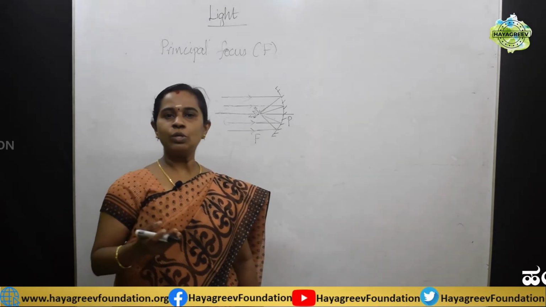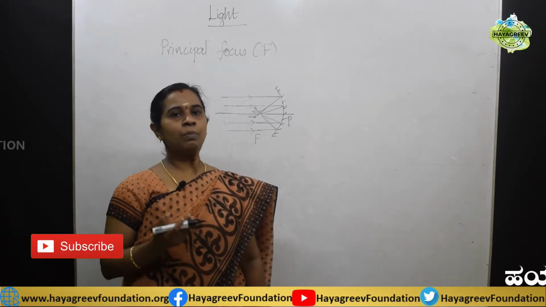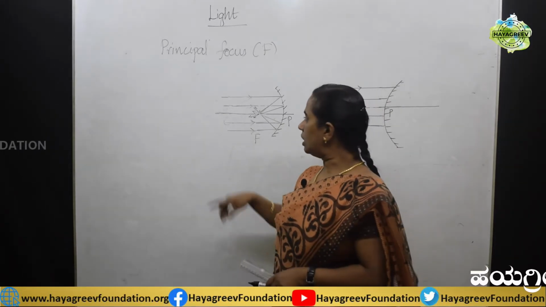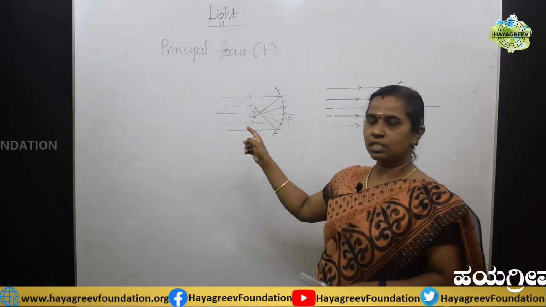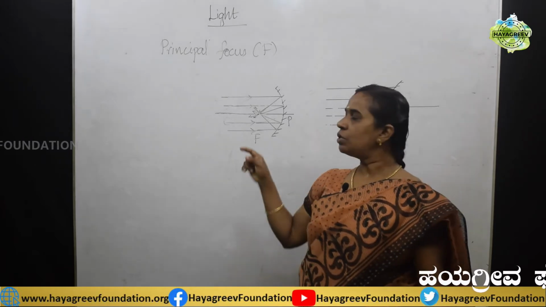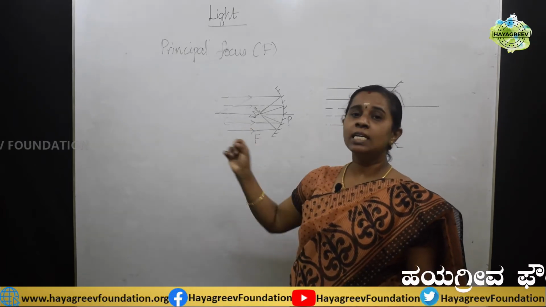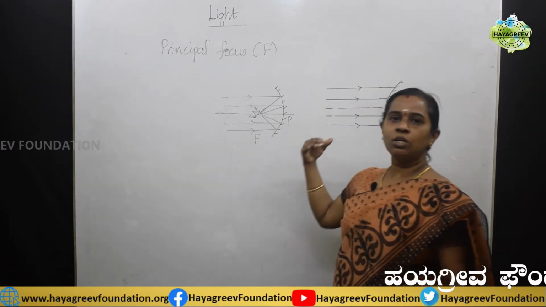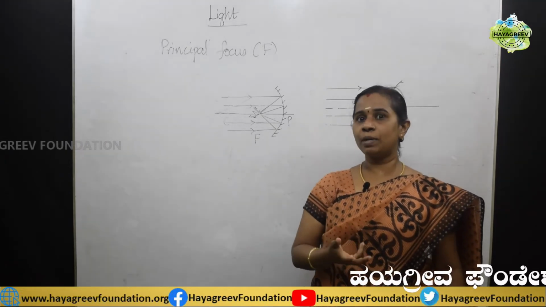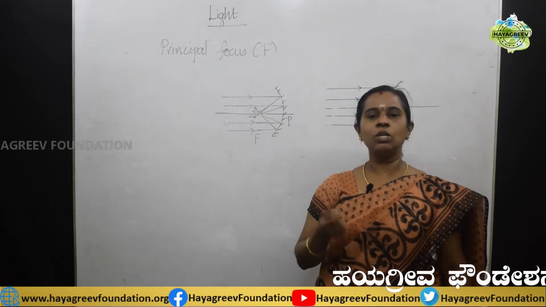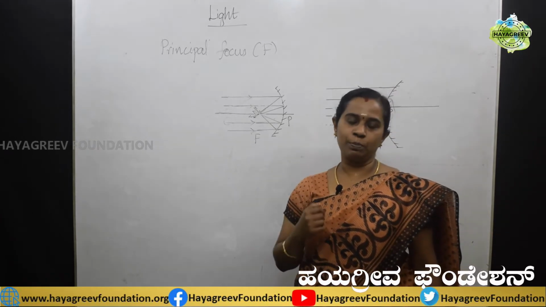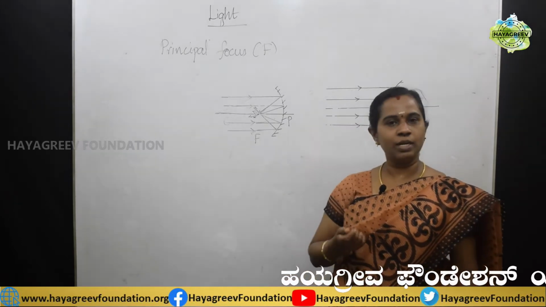Now I am going to discuss the principal focus of the convex mirror. In a concave mirror, all the reflected light rays converge at one point, so one more name for the concave mirror is converging mirror. In a convex mirror, it is just the opposite: the reflected light rays appear to diverge from one point. Now I will show this with the help of a diagram.